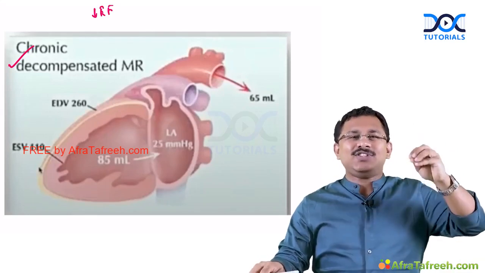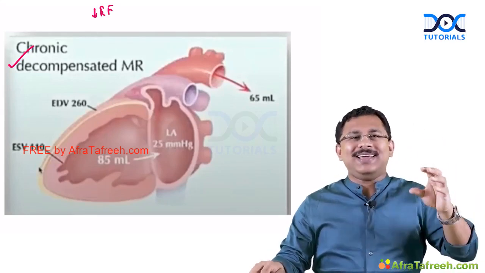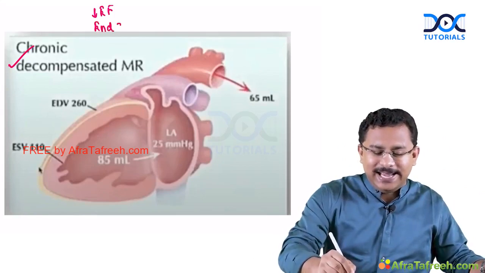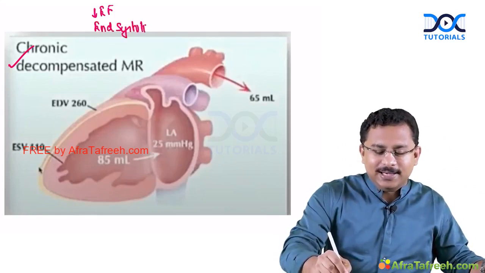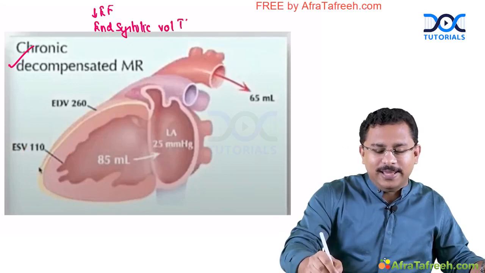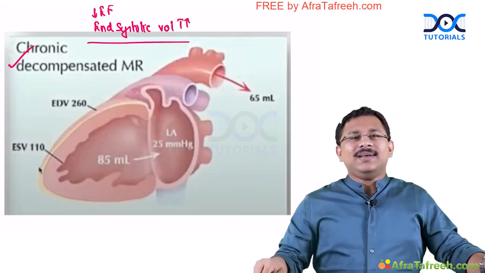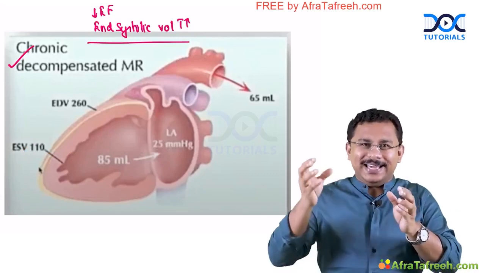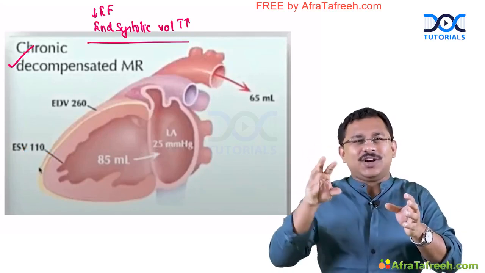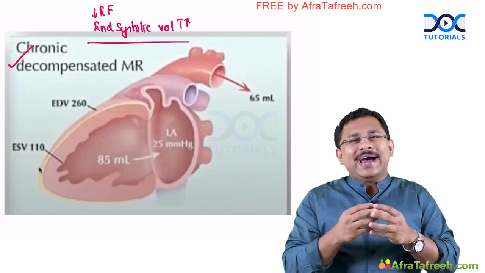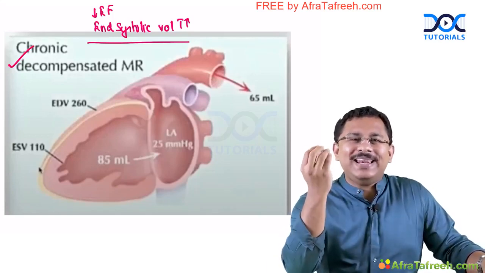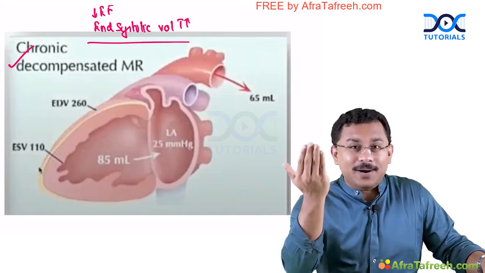Because the ventricle is not able to pump properly, the end systolic volume, the ESV, will increase. Correct? So there is a higher LV systolic volume. The LV is not able to pump. So at the end of systole, the residual volume in the LV will be higher or lower?